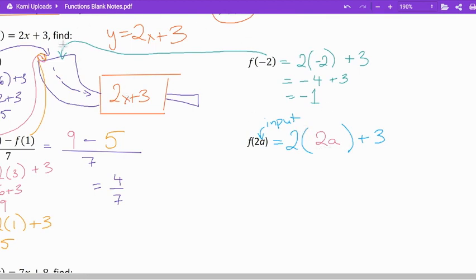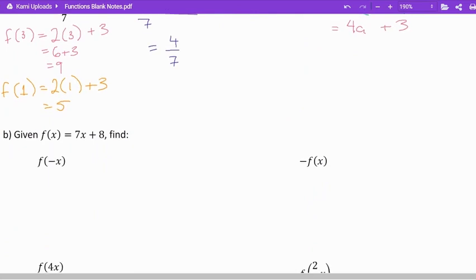So I put 2a into the machine. Well, we multiply 2 times 2a. Oh, okay, so that's just 4a plus 3. Can I add 4a and 3? No. A constant and a variable cannot be added. That's all we can do.